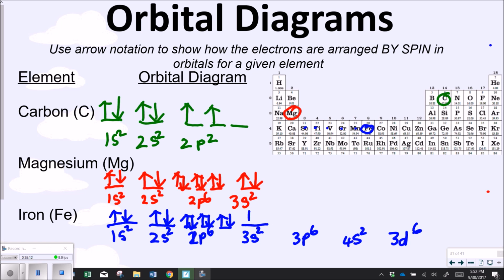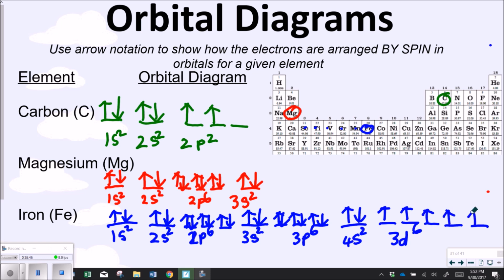1 orbital for s, 2 electrons. 3 orbitals for p. We go up singly, 1, 2, 3, 4, 5, 6. 1 orbital for s, 2 electrons. And 5 orbitals for d, 1, 2, 3, 4, 5. And I have 6 electrons, so I go singly 1, 2, 3, 4, 5, and then I can double up.